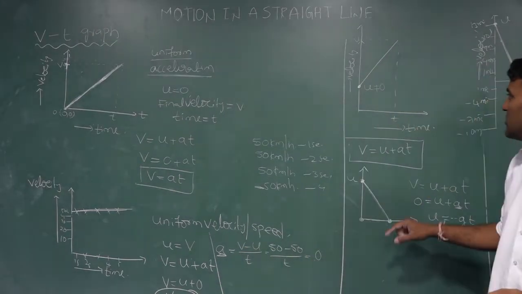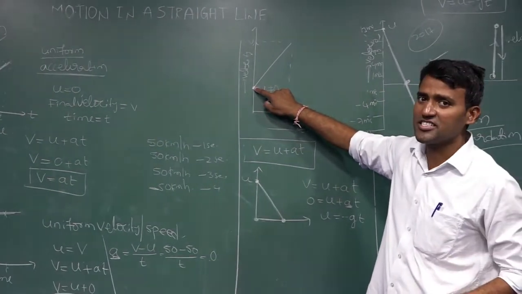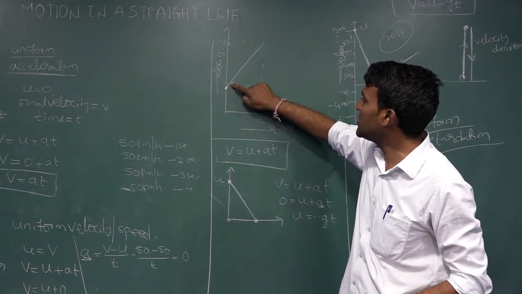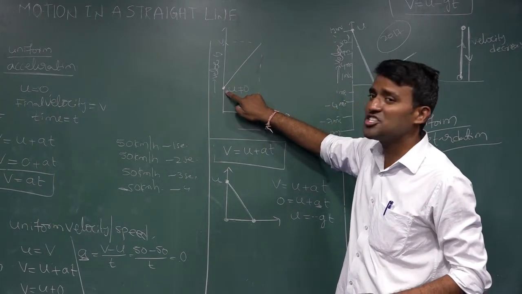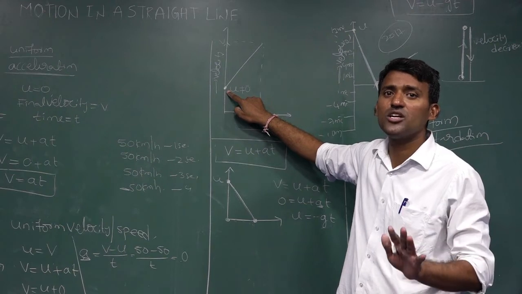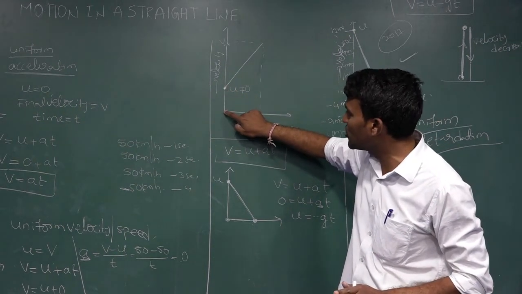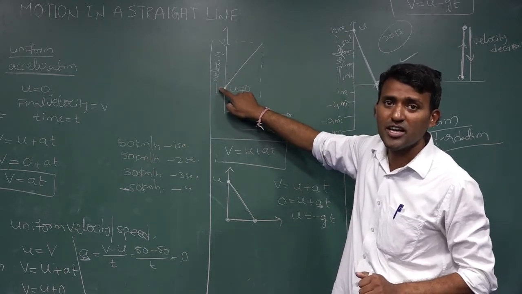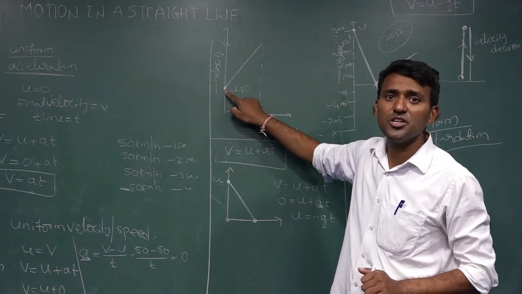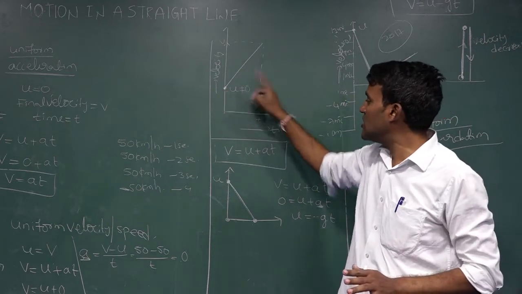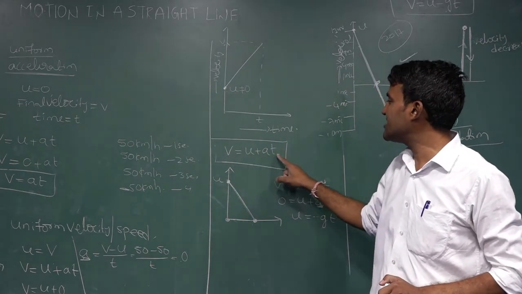Next one, I am taking the y-intercept. Y-intercept means the curve goes like this. Here the initial velocity is not equal to 0. It has some initial velocity. When the curve starts at the origin, the initial velocity is 0, but here the y-intercept is there, so the initial velocity is not equal to 0. So the equation V equal to U plus AT you can write.